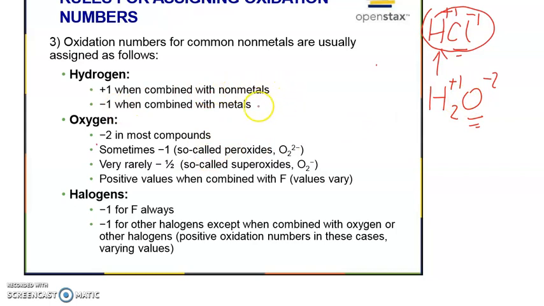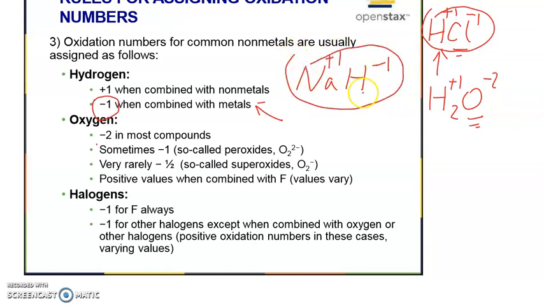What about when hydrogen is combined with a metal? For example, if I have sodium combining with hydrogen, what is the oxidation state for hydrogen now? It says it is negative 1 when it combines with a metal. So in this case, hydrogen will be negative 1, and sodium will be positive 1. The overall oxidation state will be 0 because this molecule is neutral. Okay, so we're good with hydrogen.